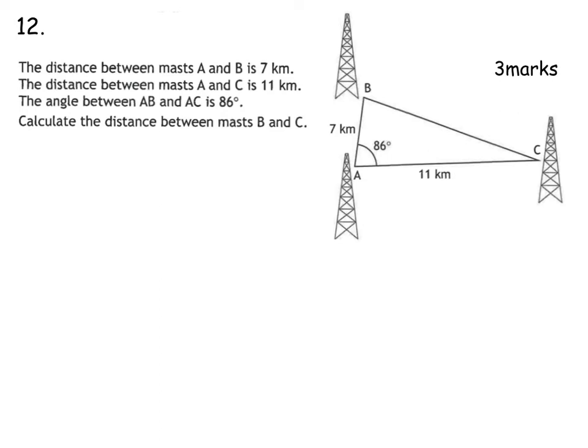Okay, our next question, just from looking at it, I know it's a trig question, so let's see what we've got. So we've got the distances of 7 and 11 and 86, and it wants the distance between B and C, right? This is a dream question because we're all good at these ones. This is a cosy corner.